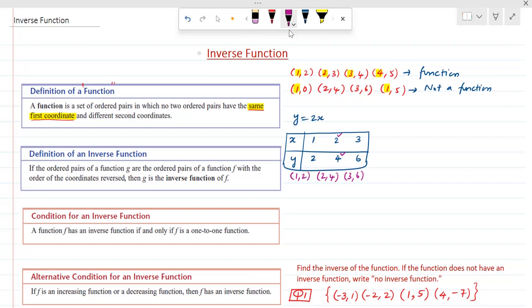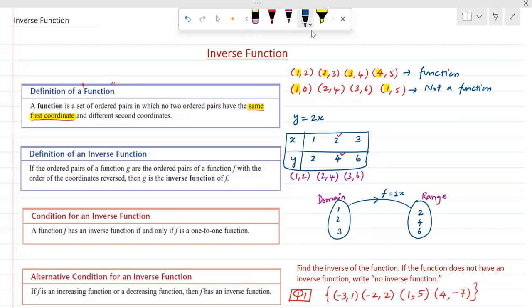Now how will you calculate this one? If you draw the graph here, I have 1, 2, 3, and the function is defined as f of x equals 2x. What is the corresponding value? You will get 2, 4, and 6. This we call the domain, and here this is the range corresponding to f.